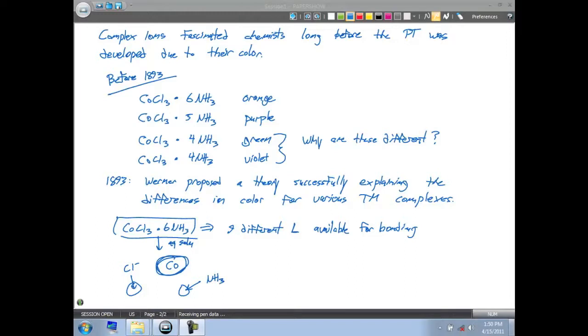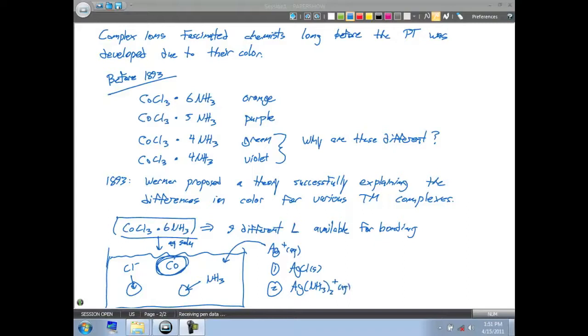If I have a particular solution right here containing all of these species, how could I tell or how could I prove if there were chloride ions in there versus ammonia? What's some type of reagent that we could look at to determine this? What's that? Silver. Silver would be perfect, right? If we add silver or silver nitrate and I dump it into this solution, one of two things would happen. One, we could have a silver chloride solid, or the second thing that could happen is we could form this Ag(NH3)2+ complex ion. And we learned this from our qualitative analysis scheme. You've seen evidence of these particular reactions.